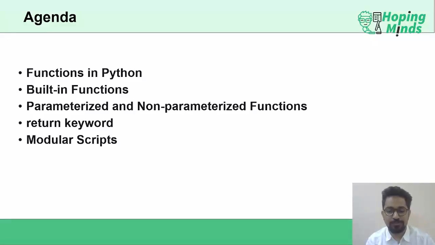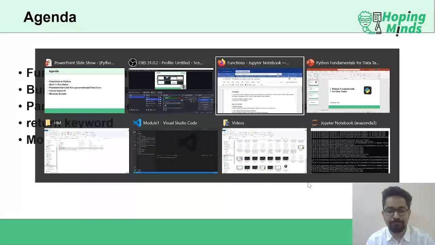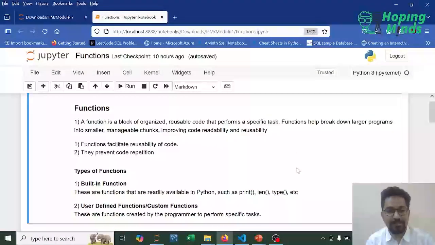So guys, let's head over to the Jupyter screen. Let's start with the topic functions. What are functions in Python? A function is a block of organized reusable code that performs a specific task. We have n number of predefined or inbuilt functions. For example, so far we have been using the print function, type function, and length function. We did not create these functions. They were already available for our use, so they are called built-in functions. We can create our own functions to perform a specified or customized task. They are referred to as user defined functions.